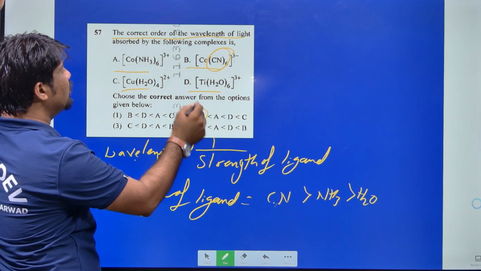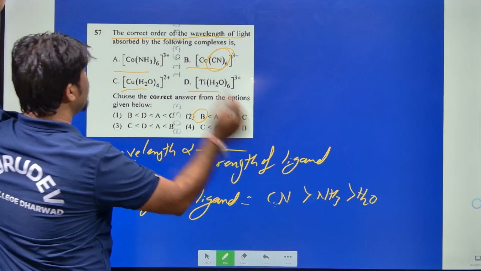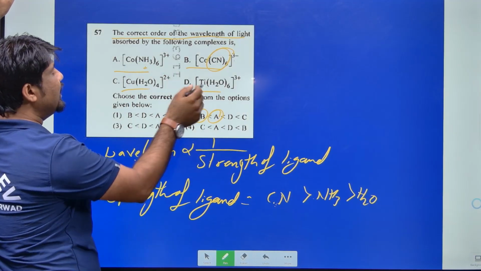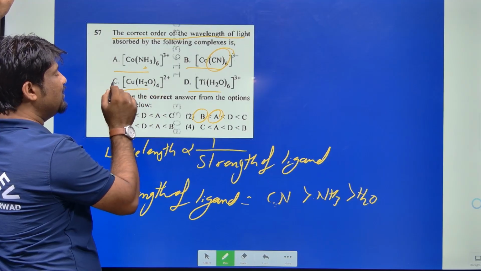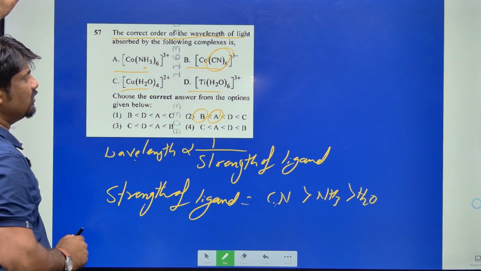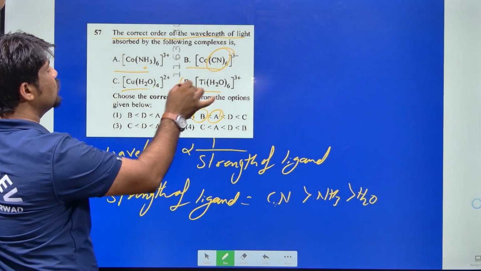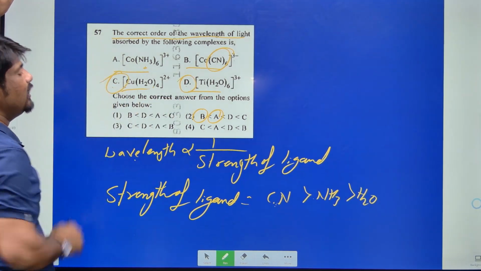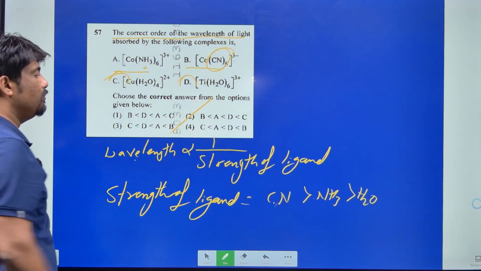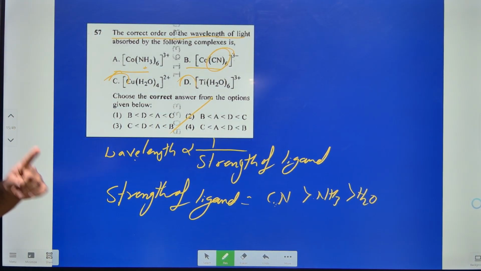B will absorb more. The second place goes to ammonia, NH3, that is A. And between D and C, among these H2O, in the C molecule there are 4 waters, and in the D molecule there are 6 water molecules. Then the next place goes to water D, and least will be C. Hence the right answer for the question is BADC. Second option is the right answer.